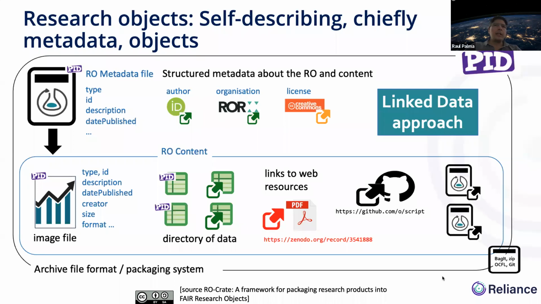And this is with some resources inside. You can see here, for example, the author of the research object, the organization, the license, but also at the level of the content, you have links to the resources on the web, GitHub, Zenodo, etc. That's more or less how the research object looks.